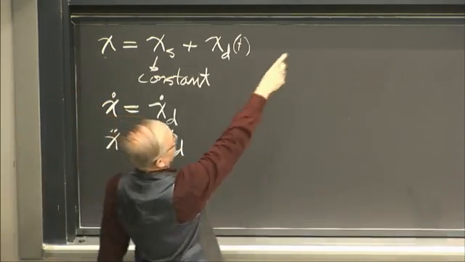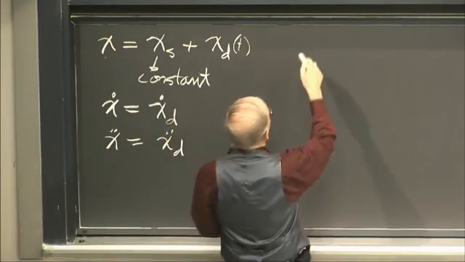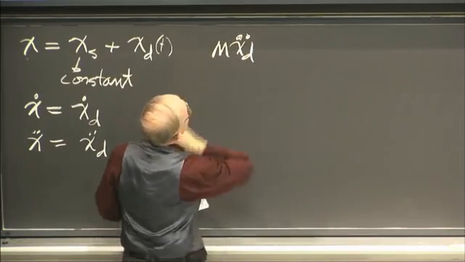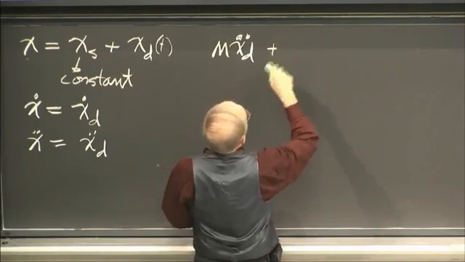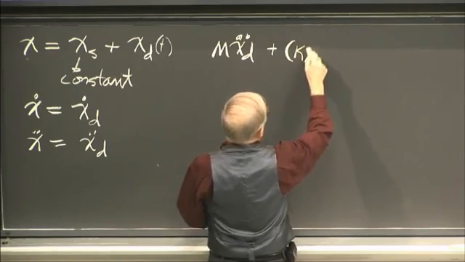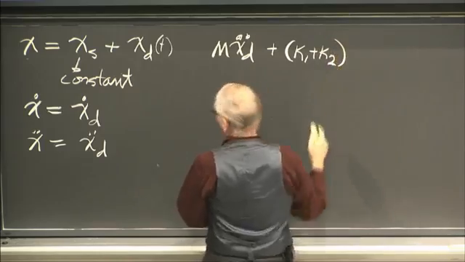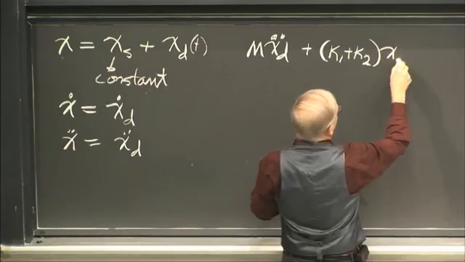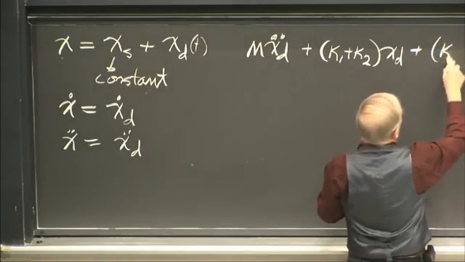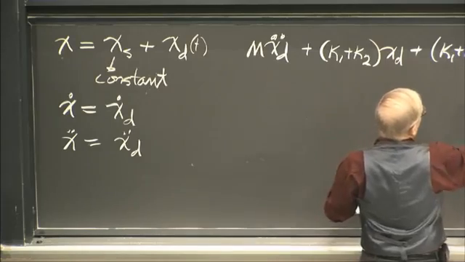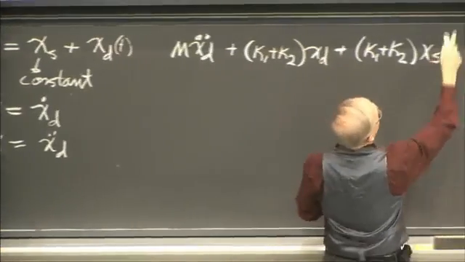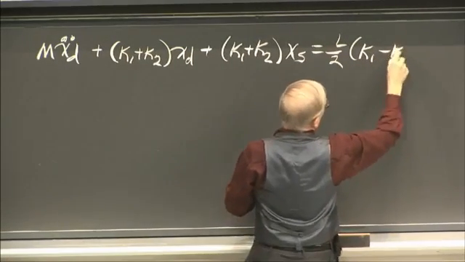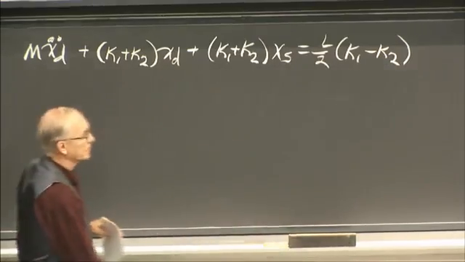Let's substitute this into my equation of motion. So it becomes m x d double dot plus k1 plus k2 times, and now this term has two pieces, times x d plus k1 plus k2 times x s equals L over 2 times k1 minus k2. All right?